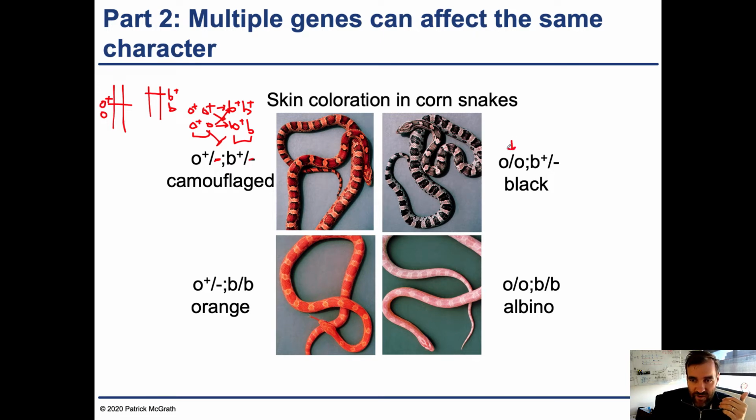If you're homozygous recessive for the O gene, but you have one or two of the dominant alleles of the B gene, then you're black. If you have one or two dominant alleles of the O gene and you're homozygous recessive for the B gene, then you're orange. And only if you have recessive alleles of both are you this albino trait.